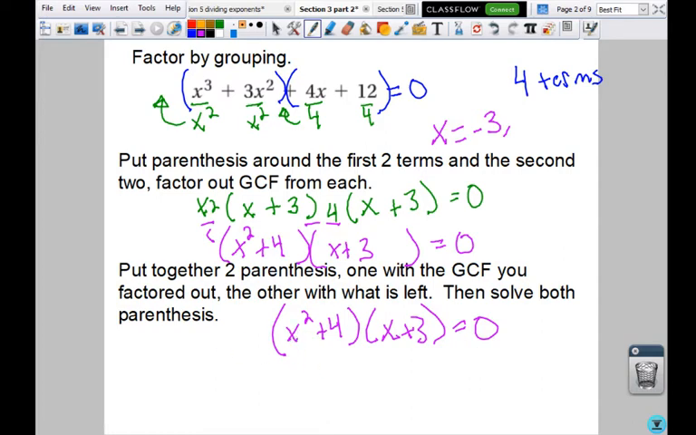Alright, let's look at our second parenthesis. This one's going to be a little tougher. So I have x squared plus 4, and I want to make that equal 0. What do I got to do if I'm going to solve this for x?